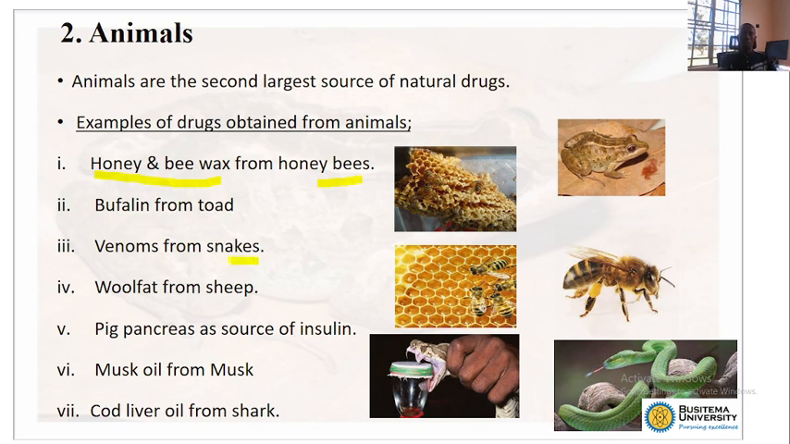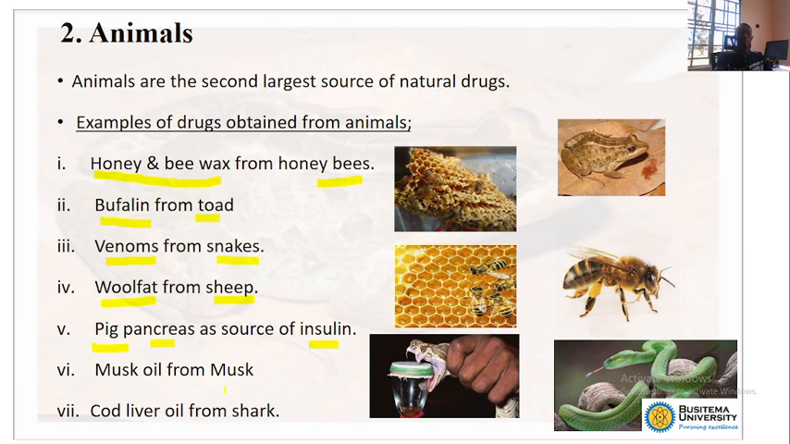We have snakes, which are also animals, and they provide venoms which are used as anti-cancers. I spoke of sheep during the introduction, and sheep provide us with what we call wool fat. The wool fat is used to treat measles. Then we have pigs, whereby we obtain insulin from the porcine pancreas. We have the toads. These toads provide us with drugs that we call bufalin, though they also provide some toxins that we call bufotoxin and bufotenin.